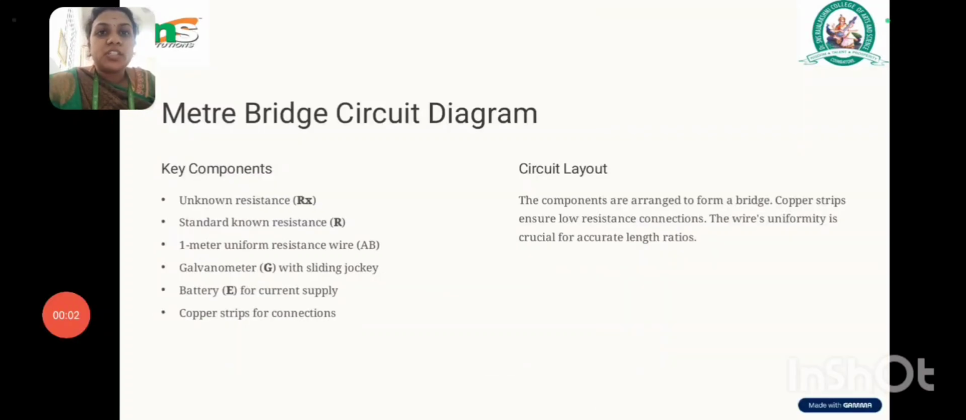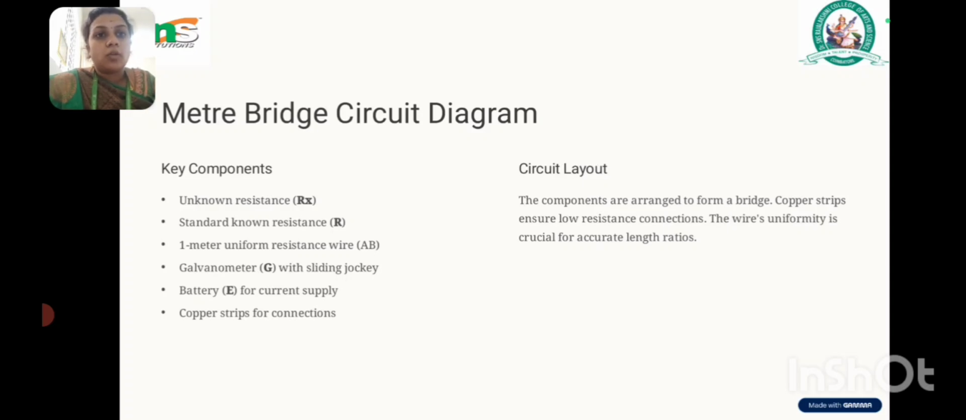Next, the meter bridge circuit diagram. In the circuit diagram, the key components are gap 1 and gap 2. In gap 1 we use the known resistance, and gap 2 holds the unknown resistance. We use the components galvanometer, jockey, battery cells and copper strips for the connections, with unknown resistance P and unknown resistance Q.